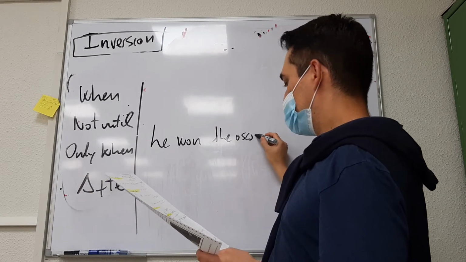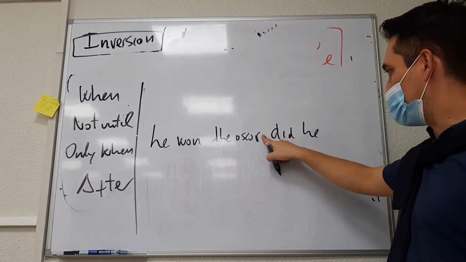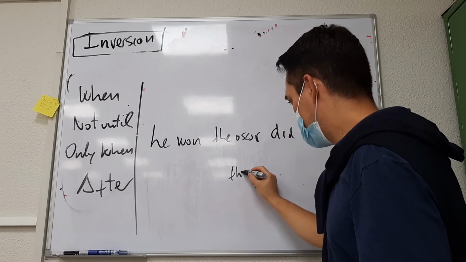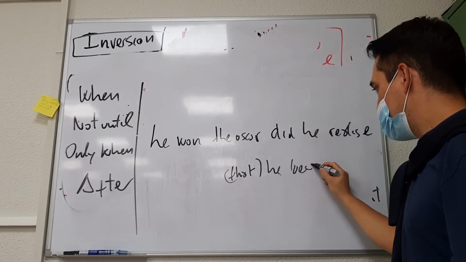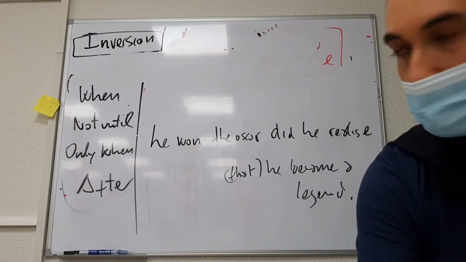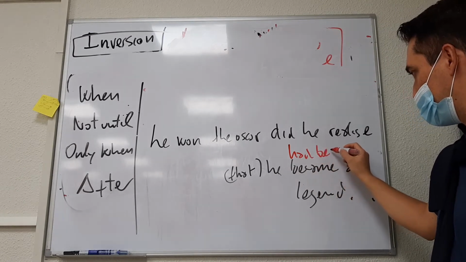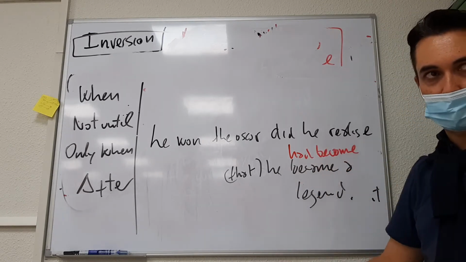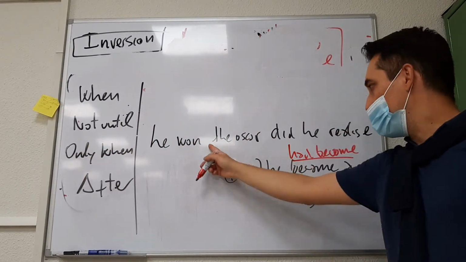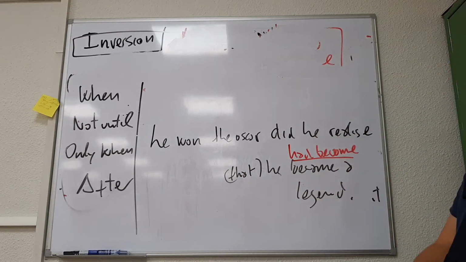Did he realize that he became a legend? Or that he had become. Yes, I would accept both. He had become, using the past perfect, to make it even more into the past. So: only when he won the Oscar did he realize that he had become a legend.